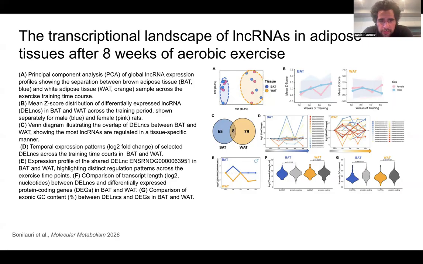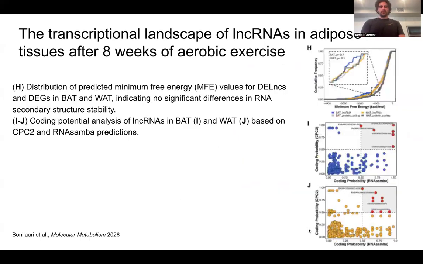And then in the comparison of the transcript length by nucleotides, we see the expression of del-nix and differentially expressed protein-coding genes in brown adipose and white adipose, compared to the comparison of the exonic GC content between del-nix and DEGs in brown adipose and white adipose tissue. So the distribution of predicted minimum free energy, or the MFE values, was computed for del-nix and DEGs in brown adipose and white adipose tissue, indicating no significant differences in RNA secondary structure stability.